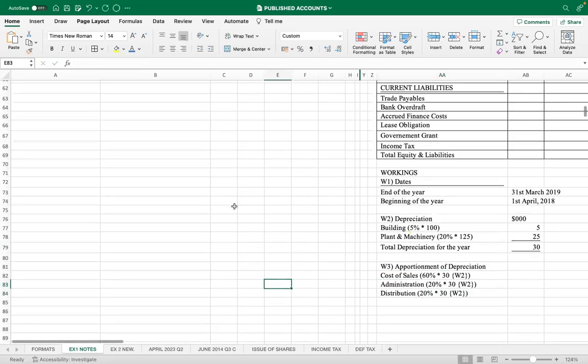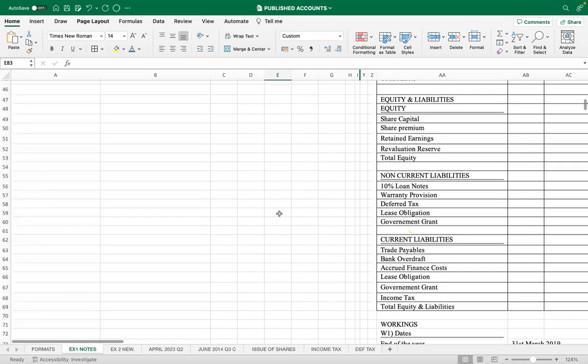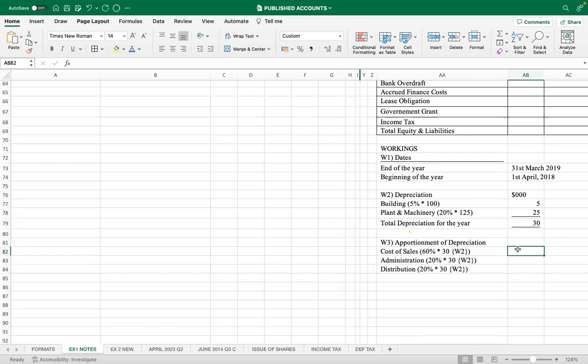So let me re-show you where I've got them from. Here, the depreciation charges for the year to 31st are to be apportioned as follows. Cost of sales 60%, distribution 20%, and administration 20%. So that is what I've just done there. I've just accounted for those. So this one we were being told it is 30 times 60%. The next one is 30 times 20%. The last one is 30 times 20%. So we have accounted for them.